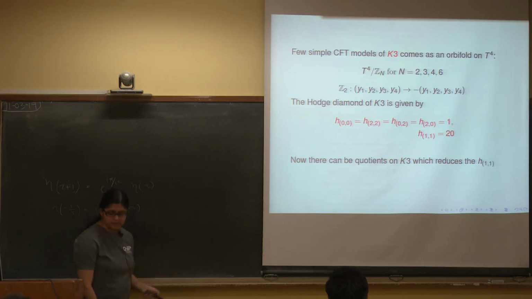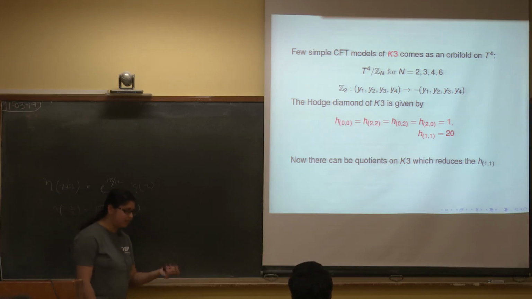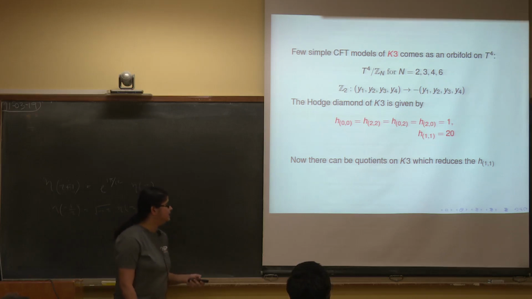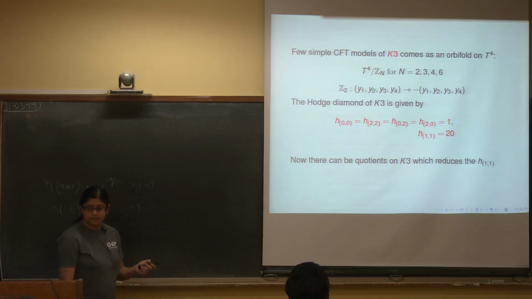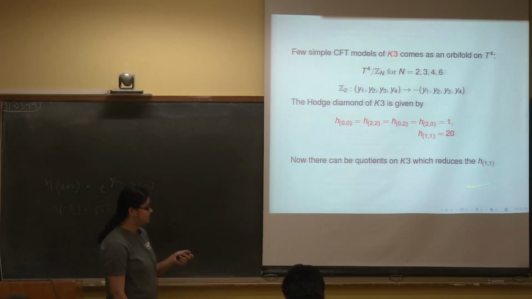And most of the time in our work we have used T4 by Zn, but there are some orbifolds that cannot be done like that, I guess. We can have quotients of K3, where we can compute a similar object to the elliptic genus. It will be called the twisted elliptic genus, and that will cut off the H11 of the Hodge numbers.